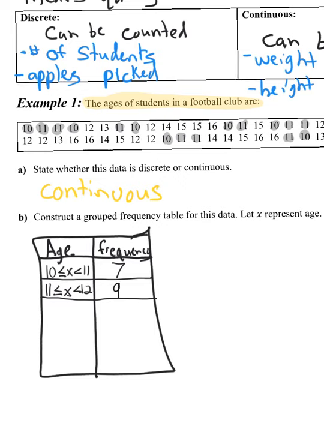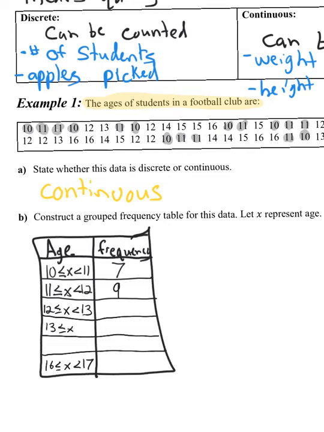Why don't you guys go ahead and fill out the rest of this table. Okay, go ahead and count your 12-year-olds, 13-year-olds. I think we go all the way up to 16. How do we label it for 16? I would say 16 is less than or equal to X is less than 17. There are no 17-year-olds on the table, so as long as we're less than that, we're fine. I don't think I made enough columns.